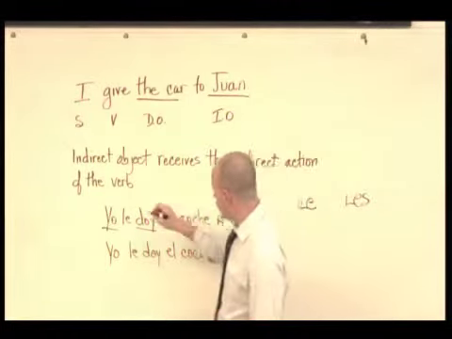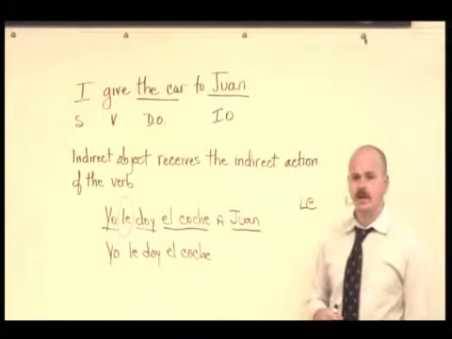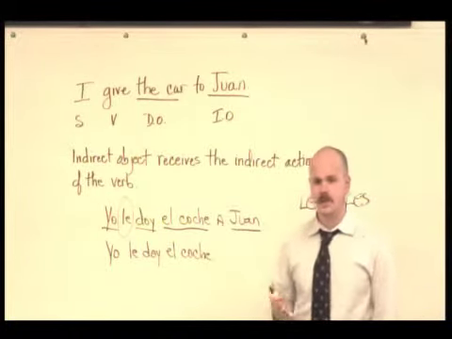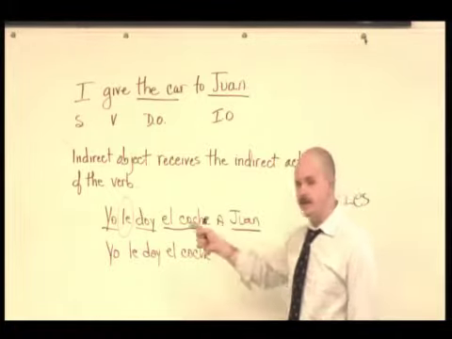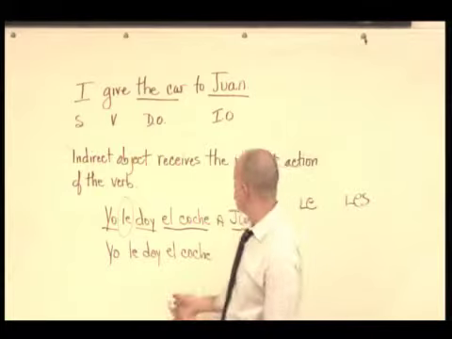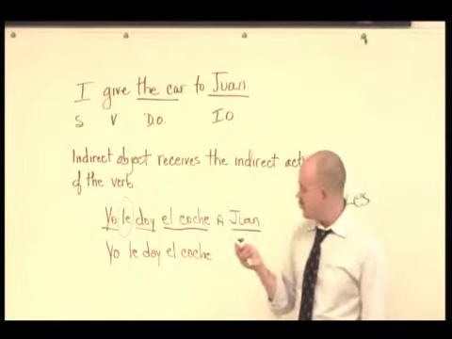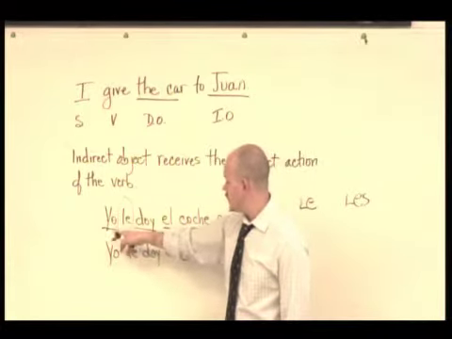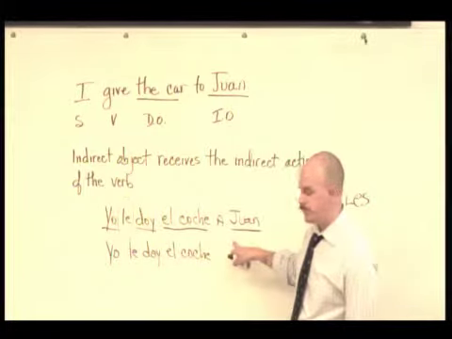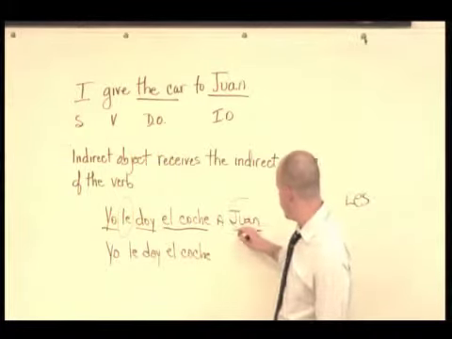Now notice here that I have le in here. Le is one of our indirect object pronouns. Something may seem a bit strange to you. There's a redundancy here that we would never have in English. In English, I would either say, I give the car to Juan, or I give the car to him. But essentially what we're saying in this sentence is I, to him, give the car to John. Okay? So, this is an important thing to realize.